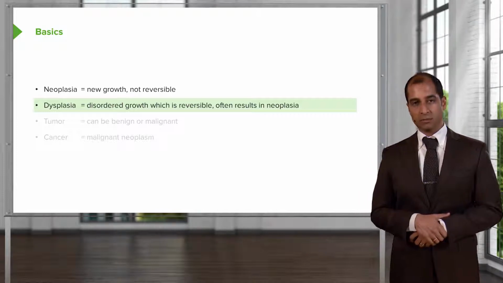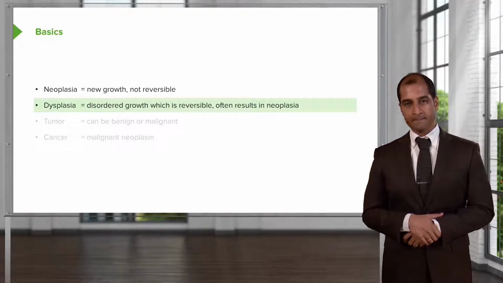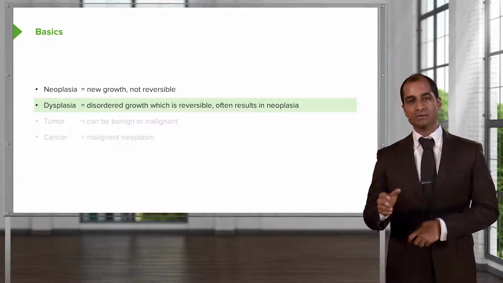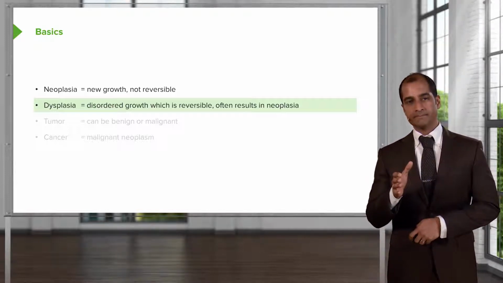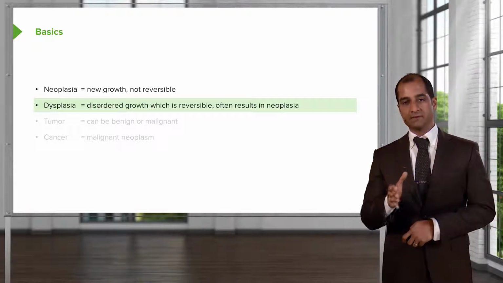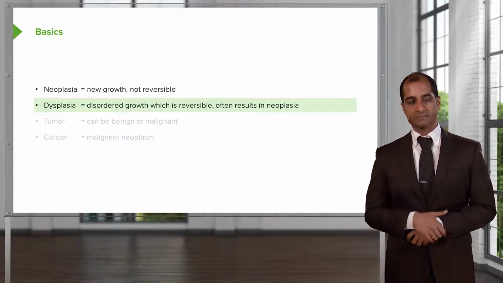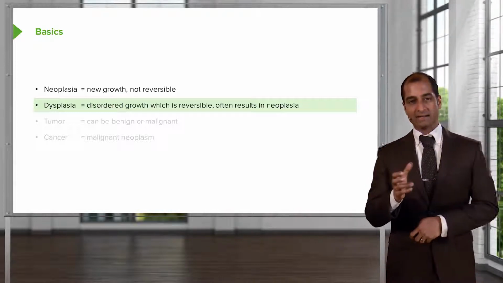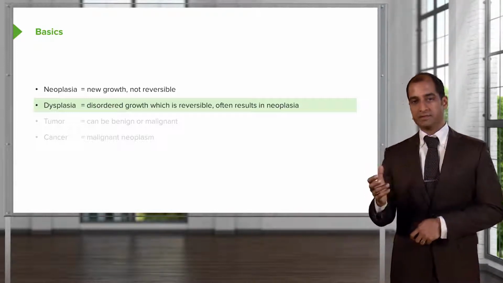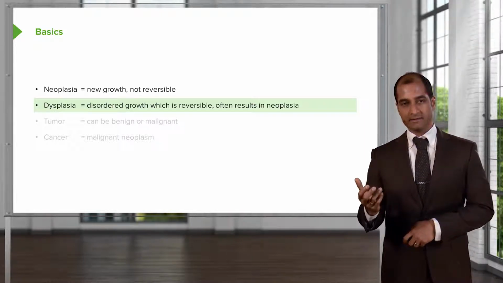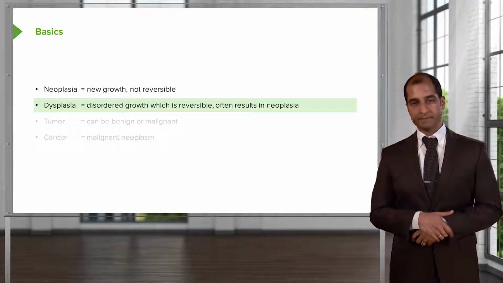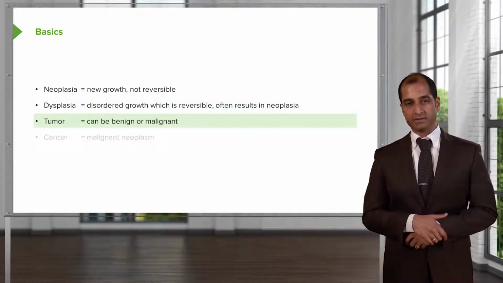It's disordered growth, which is reversible, but unfortunately may result in neoplasia. As a rule of thumb, even with the most severe type of dysplasia in the cervix, let's say CIN3, that high-grade type of dysplasia, it would still take approximately a decade for that dysplasia to go on to cancer. Keep that in mind. Dysplasia is a very important topic for us.